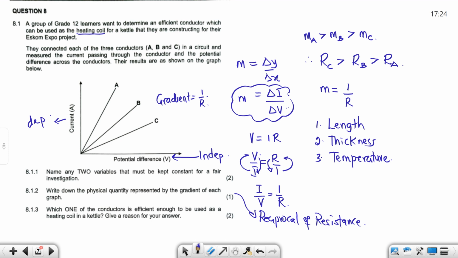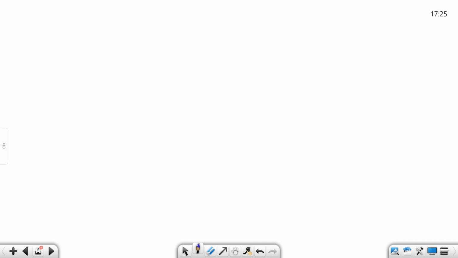Which one of the conductors is efficient enough to be used as a heating coil? Very lovely question. Which one is efficient enough? Guys, I want to use formulas to help you see this. Okay. Before we come back and answer, we are looking for heat. And heat with what? Power. Now let's conjure our formulas together. Or not even heat. We can talk about energy.